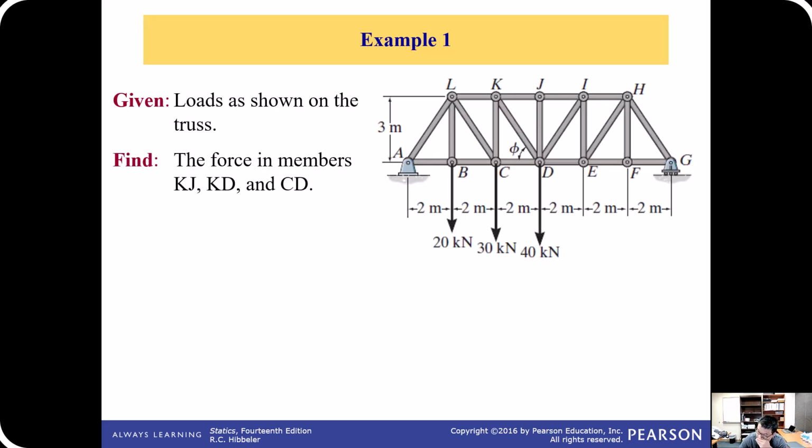Let's see an example. We have the truss, and A is a pin, G is a roller. You need to find the forces in the members KG, KD, and CD. First you need to decide the location of the cut. So we can cut here. By cutting here, we can get KG, KD, and CD. We can solve those three forces, which is exactly what we are looking for.